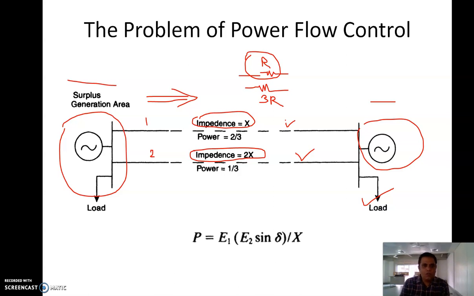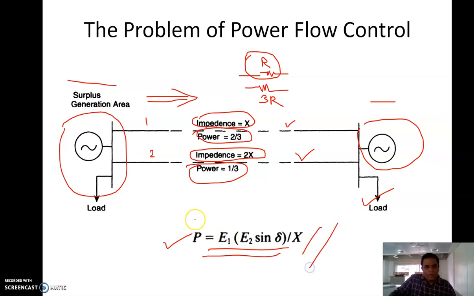And what will be the ratio? By common sense you can arrive at this: 2/3 of power will flow from the first line, only 1/3 of power will flow from the second line, wherein power is given by this equation E1 E2 sine delta by X, where E1 is the voltage at the surplus end, E2 is the voltage at the deficiency end bus, delta is the angle between E1 and E2, and X is the reactance of the line. Okay, so with this problem of power flow control, what is the problem?